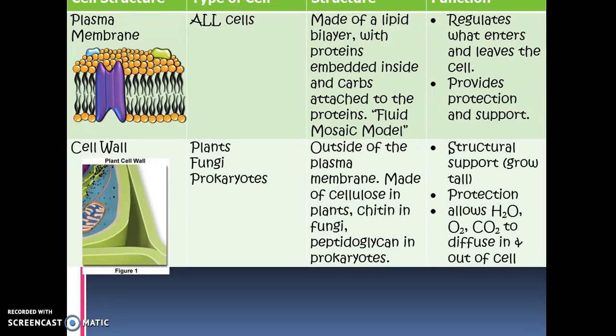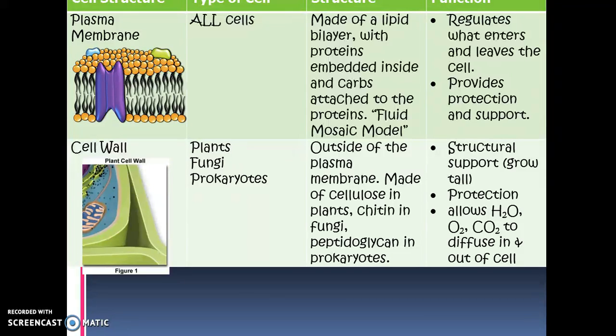The cell wall is found in plants, fungus, and prokaryotes. It is outside of the plasma membrane. It's made of cellulose in plants, chitin in fungi, and peptidoglycan in prokaryotes. So basically, each cell is defined by what makes up the cell wall. The cell wall provides support, allowing things to grow tall like trees. It protects the cell and allows water, oxygen, carbon dioxide, and nutrients to diffuse into and out of the cell.